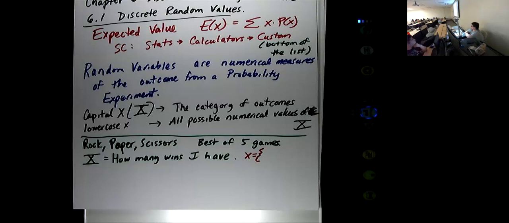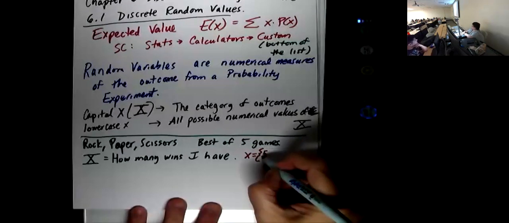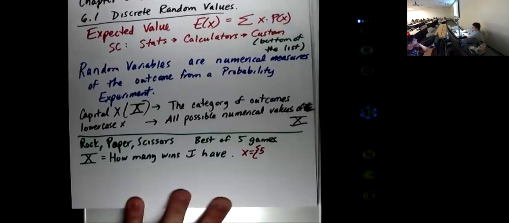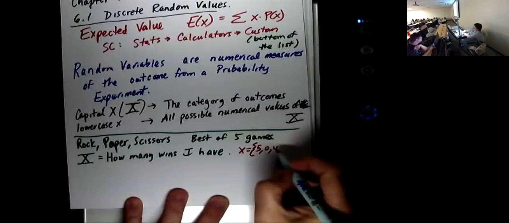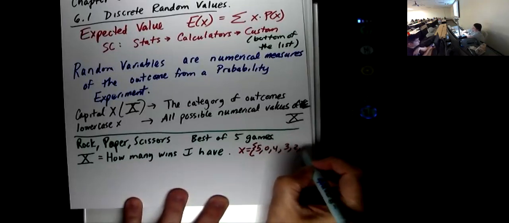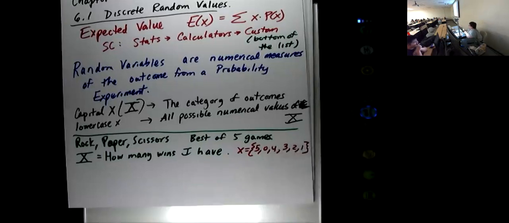This shouldn't be an overwhelmingly hard question. Someone answer me. 5. I can get 5. Anything else I can get? 0. I can get 0. I can get 4, 3, 2, 1. Not the order I would have put them in, but that's the order I heard them in. And so that's what I mean by big X and little x.